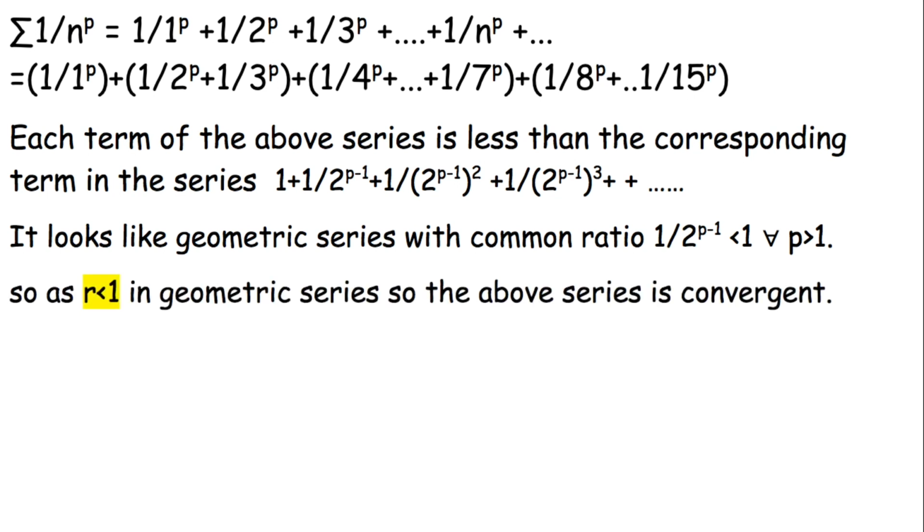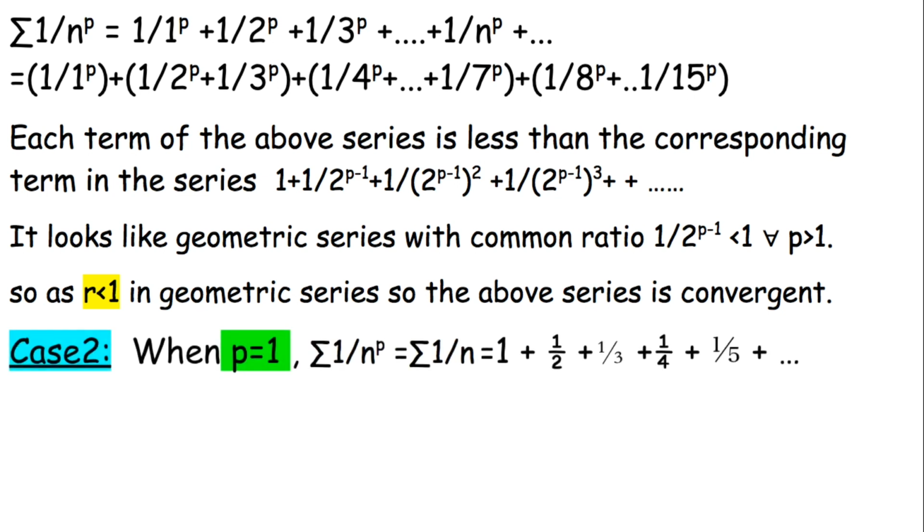Now, as the common ratio is less than 1 in a geometric series, the above series is convergent, as we have discussed in the previous lectures. Geometric series, I hope you have already done with this. So now let's begin with case 2.